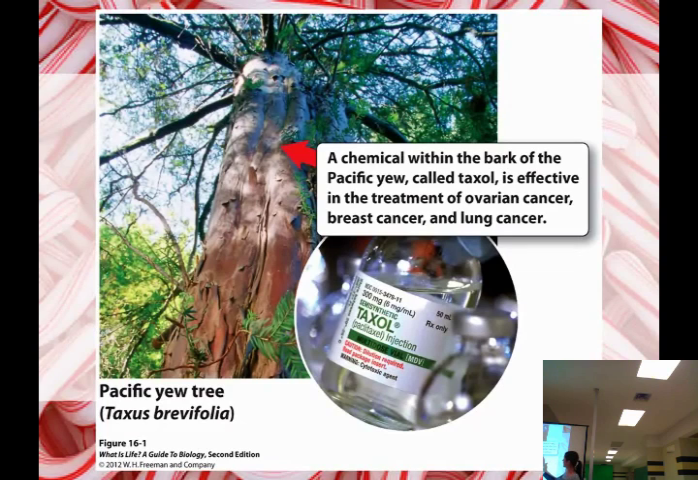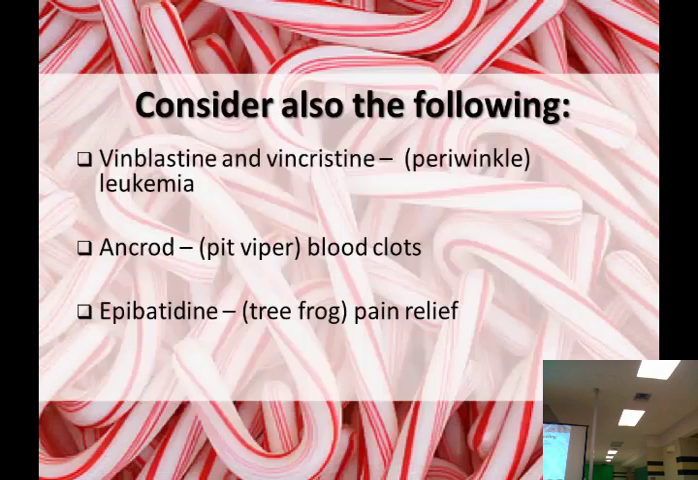So it makes a treatment for ovarian cancer, breast cancer, lung cancer. But if this tree goes extinct, along with it can go the treatments for a lot of these different diseases. And so the Pacific yew tree is endangered, and scientists are trying to find ways to keep it in the environment, because if it dies, the treatment for our cancers dies along with it.